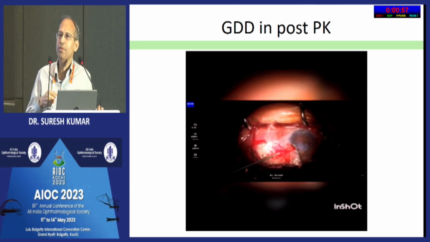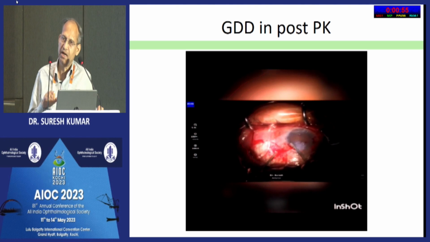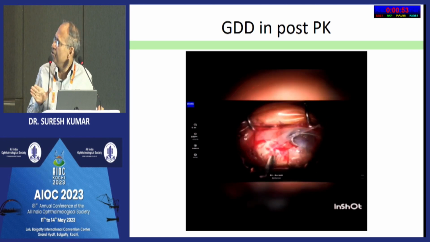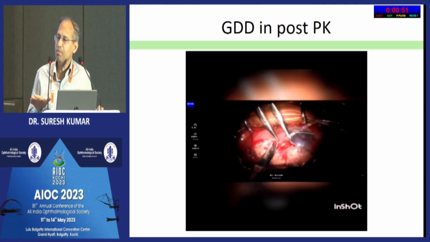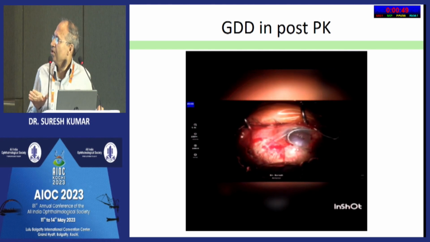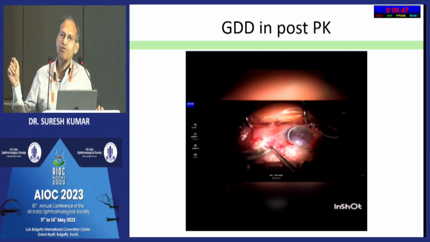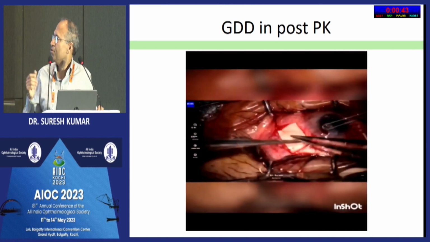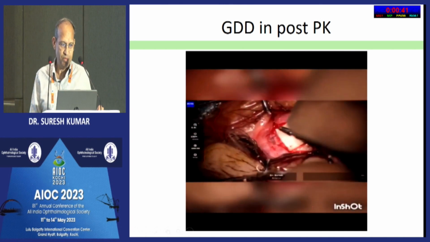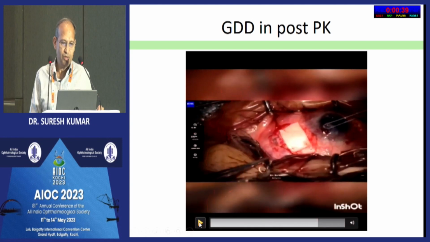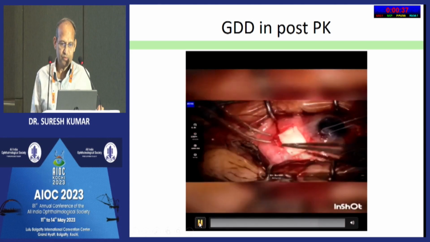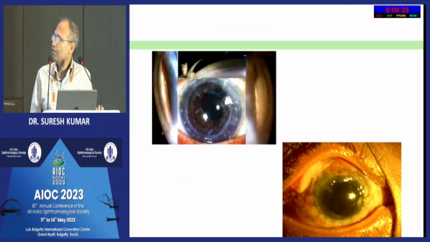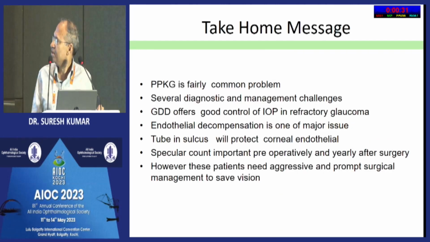You go 2 millimeters behind the limbus and then create a track, and you see the needle within the anterior chamber. And now the tube is being cut to around 3 millimeters. Since it's going into the sulcus, it has to be a little longer. Then the rest of the surgery is the same as we do in other cases. Here are a few of our patients in the postoperative period, with the tube in the sulcus.